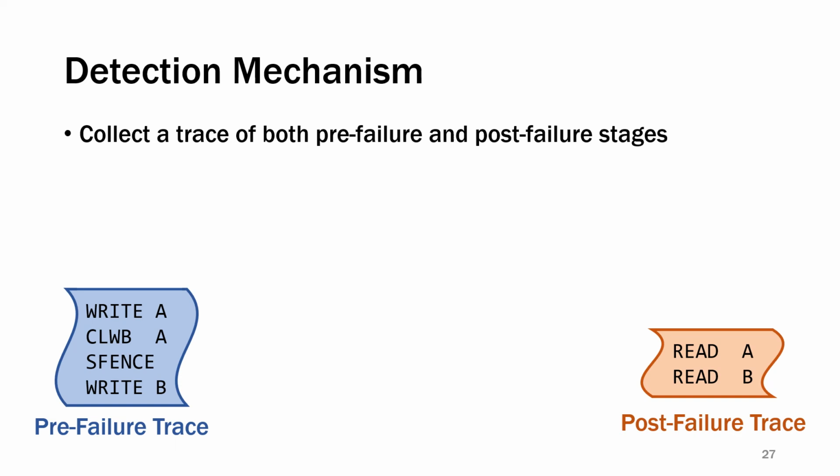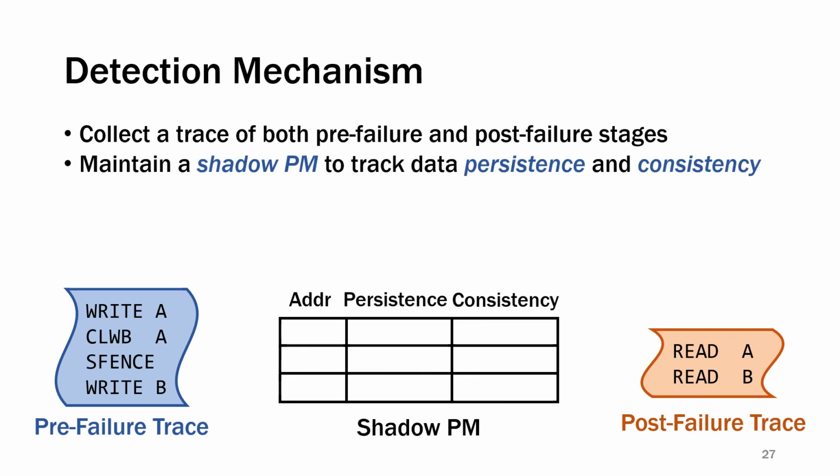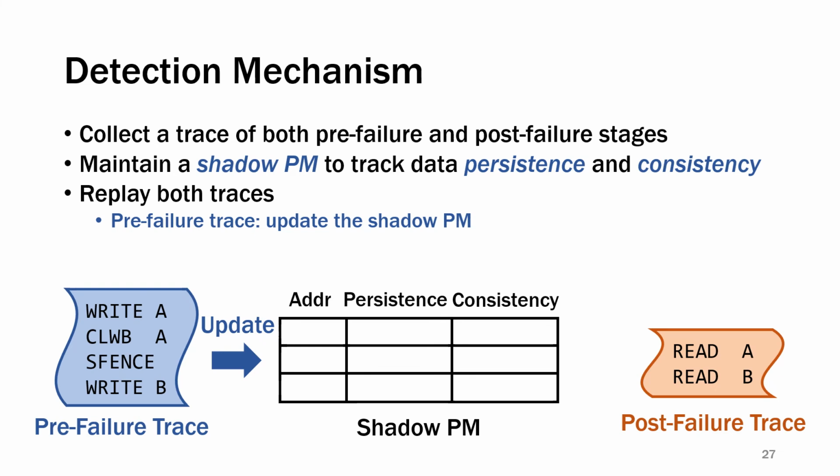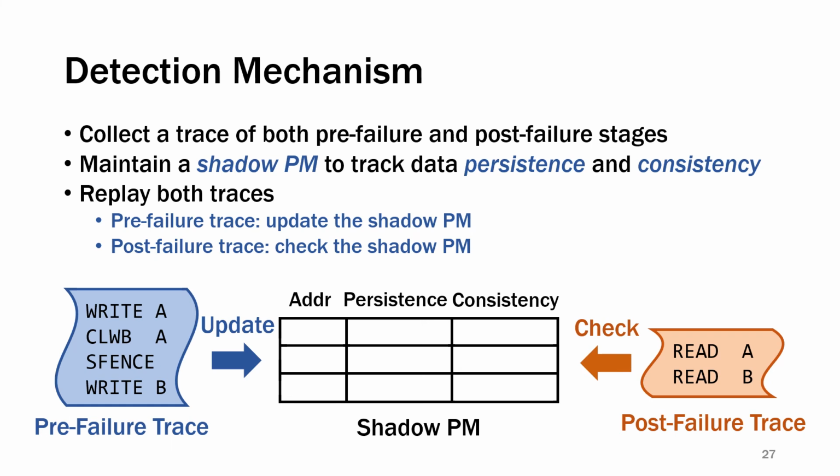With failure injected to the program at runtime, XFDetector collects a trace of both the pre-failure and post-failure stages. To determine whether data persistence and consistency are guaranteed, XFDetector maintains a shadow memory with a field for persistence and consistency for each of the addresses. Then it replays both traces, first replaying the pre-failure trace to update the status, and then using the post-failure trace to check whether there's any access that's reading from a non-persisted or non-consistent location.